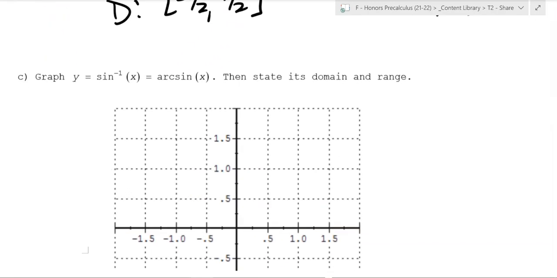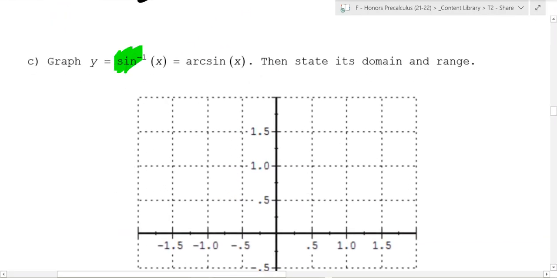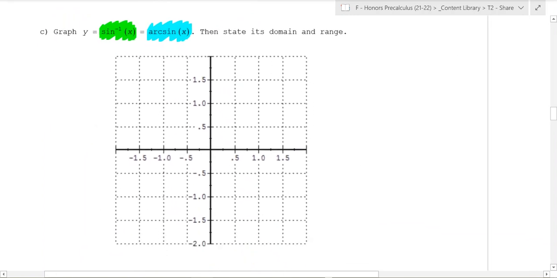This is how you write it. It's 2 different ways. When I was in high school, I used that a lot, but you can write it like this as well. They're the same exact thing, just 2 different ways. And what we're going to do is take sine from negative pi over 2 to pi over 2, and we're going to just flip the x and y values.